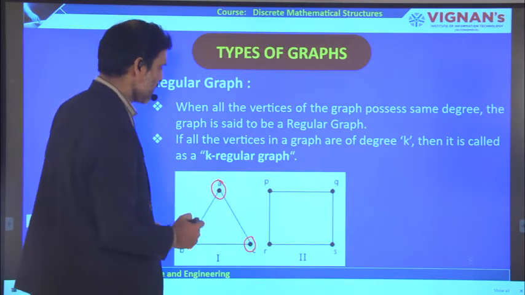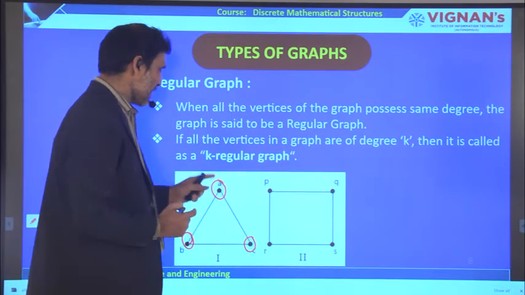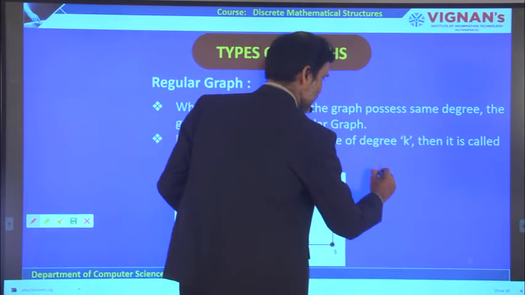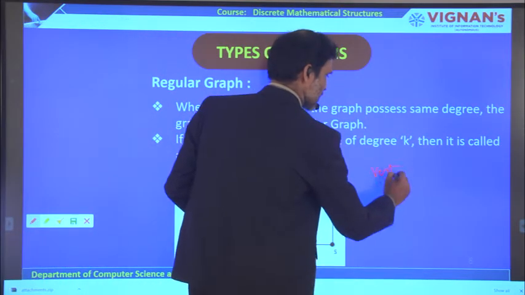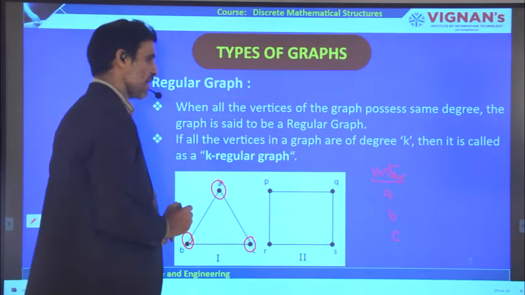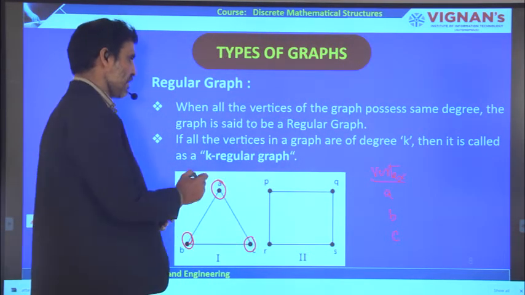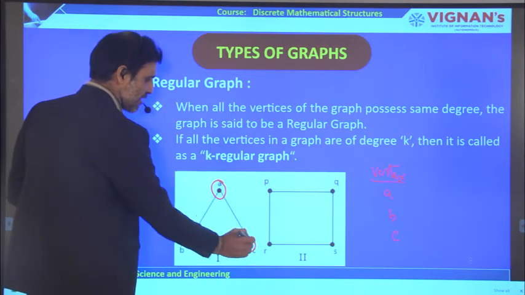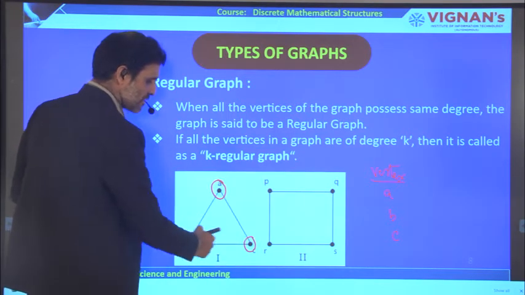Degree of a vertex. Suppose you take the vertices A, B, C. These are the three vertices, and let us try to determine the degree of this particular vertex. How many adjacent vertices are there? These two are the adjacent vertices.